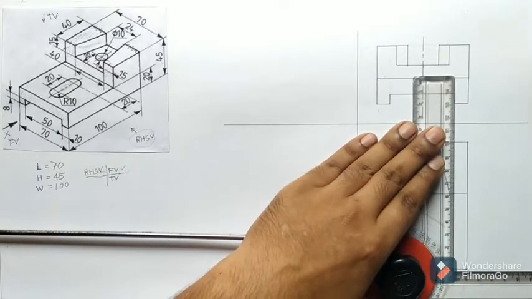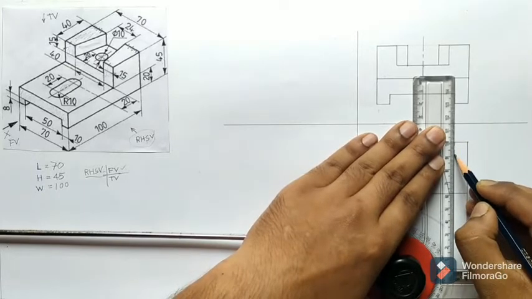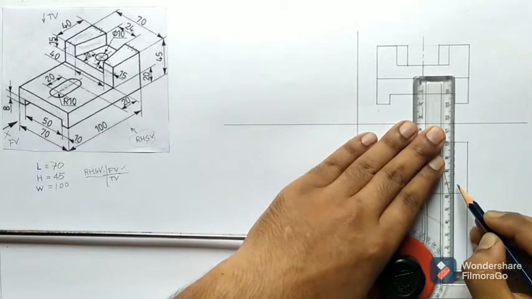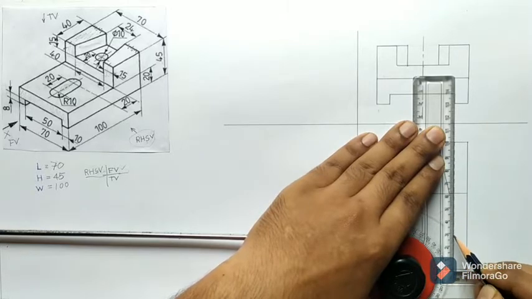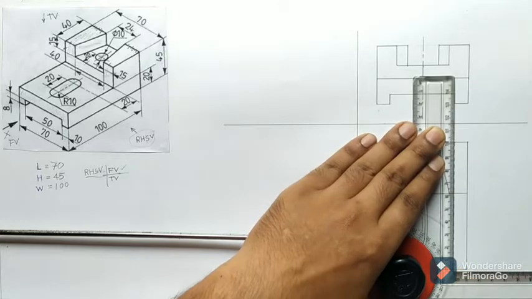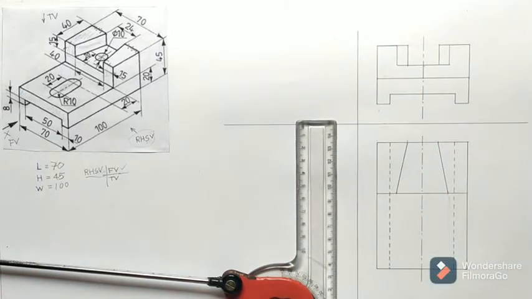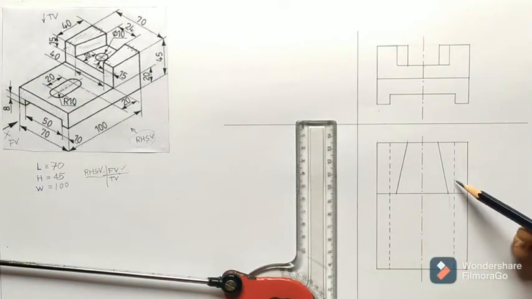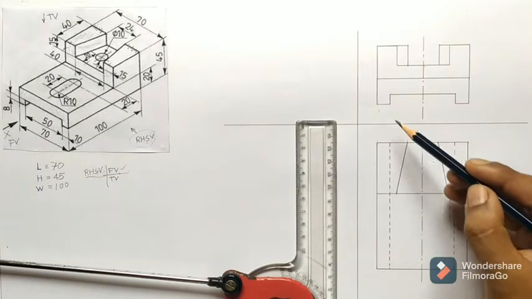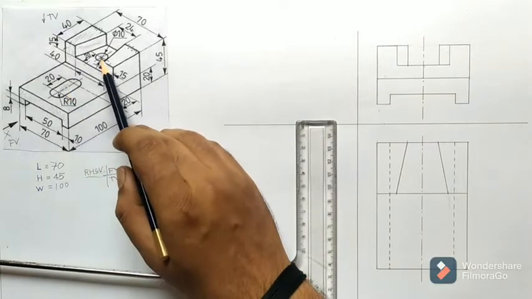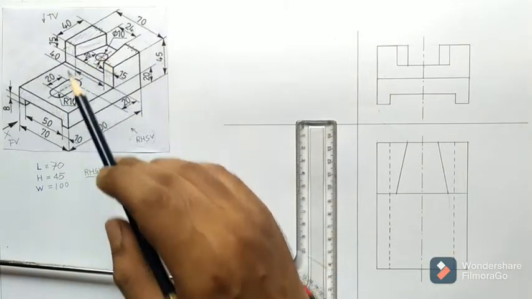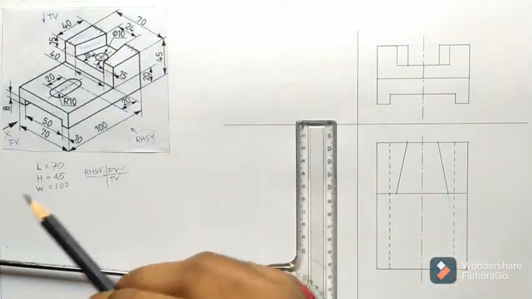If the material is present throughout the length or throughout the width or throughout the height, then the slot will appear throughout the component. See here, this line indicates the slot. Now, these are the two diagrams which we need to complete in top view only.